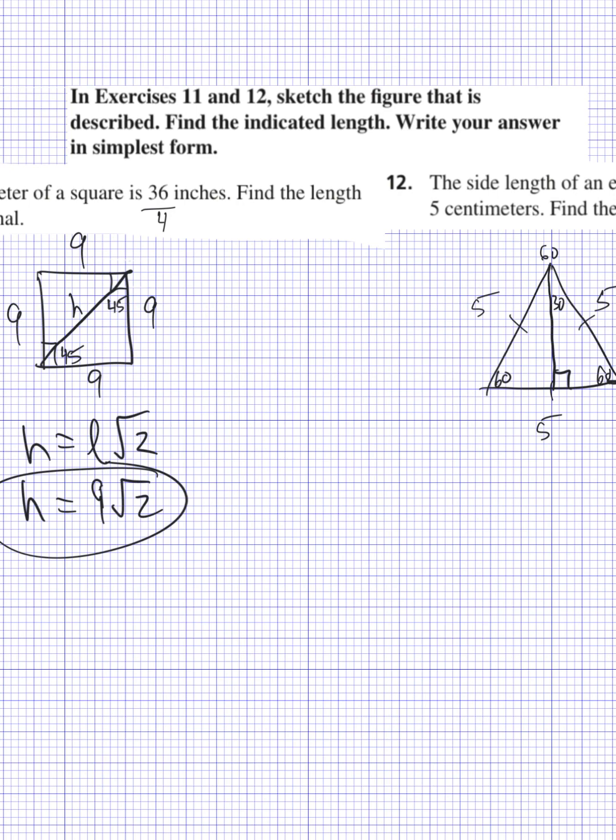So here we have a 30, 60 right triangle. This is 5. This little leg here is going to be 2.5. And that's going to be our long leg. Now, hypotenuse is twice the short leg, and the long leg is the short leg times the square root of 3. I don't want to use the 2.5, so let's mess with this a little bit.